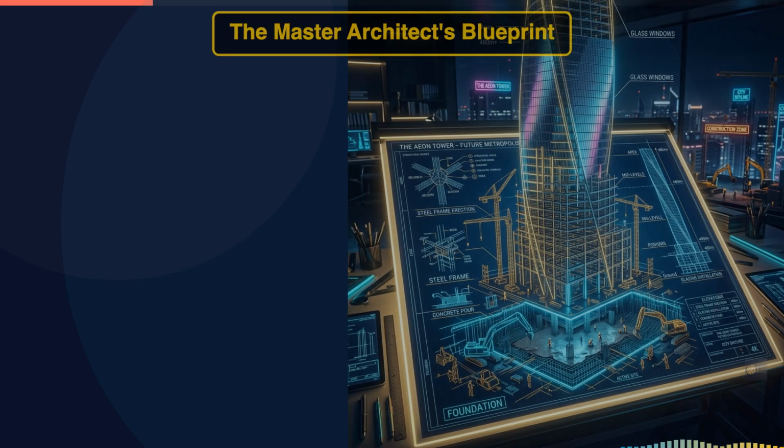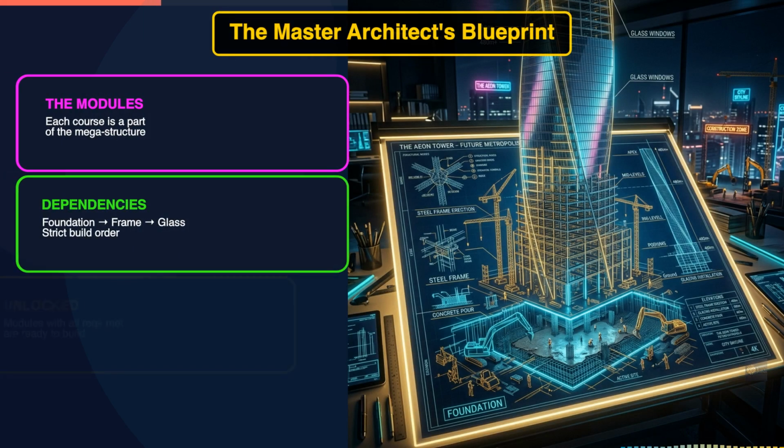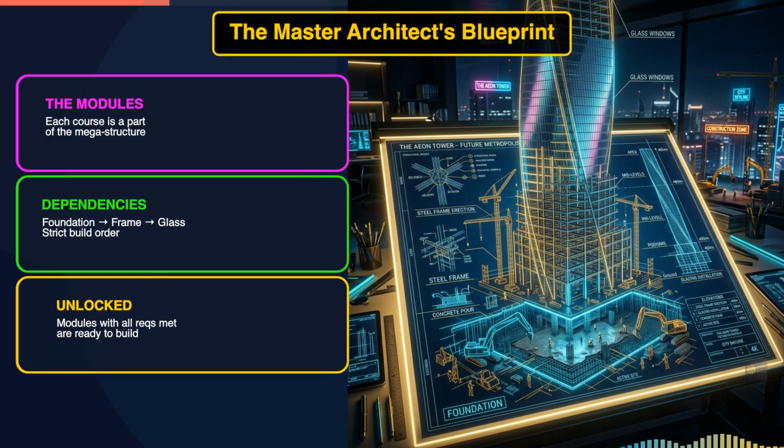Think of it like a master architect's blueprint. You are building a futuristic skyscraper. You cannot install the glass windows until the steel frame is up, and you cannot build the frame until the foundation is poured. Some modules are ready to build right now because they have no dependencies. As we finish one module, it unlocks the next ones. If we find a circular dependency, the whole project stalls.